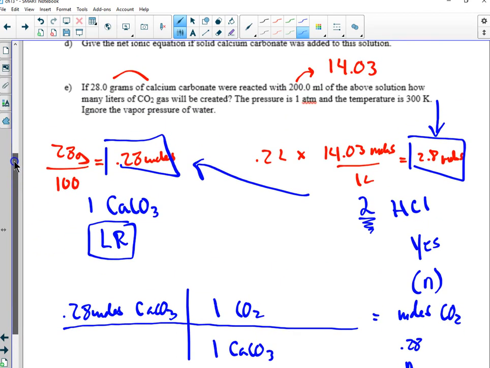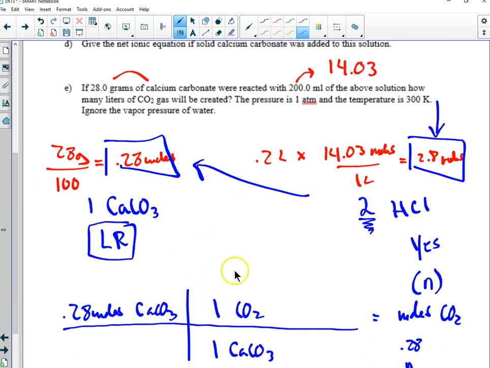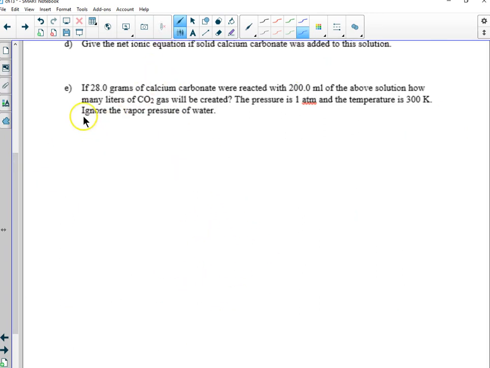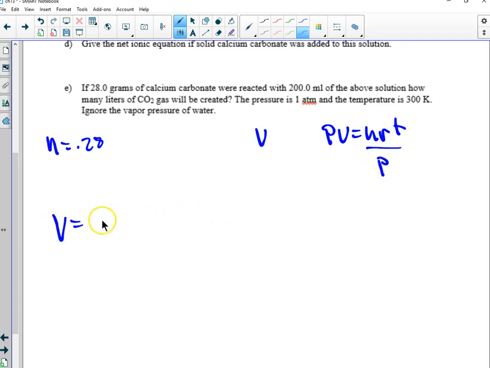So just remember 0.28. Can I erase all this? Is that okay? Okay, so N equals 0.28. I am solving for how many liters, so volume. If PV equals nRT, then V equals nRT over P. So I'm ready to go. V equals 0.28, R 0.0821, T was 300, and my pressure is 1.